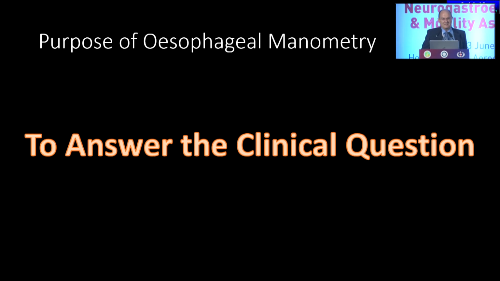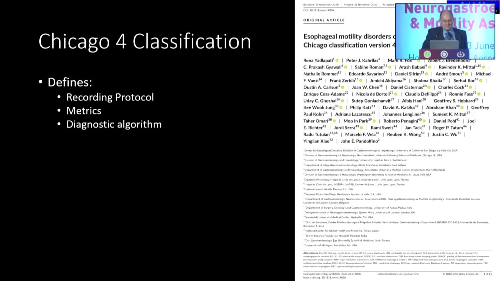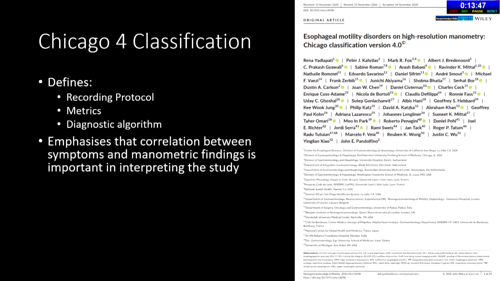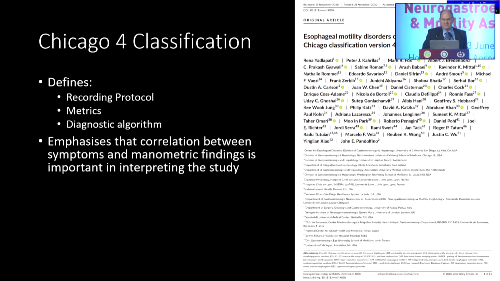So of course we all recognise that the purpose of esophageal manometry is to answer the clinical question whether this is an explanation for the patient's symptoms and some treatment, or perhaps an assessment prior to surgery. And the Chicago 4 classification is what we sort of hang our hats on. And this is used to define the recording protocol, the metrics themselves, and then how they're combined into a diagnostic algorithm. And one of the things that Chicago 4 has done is really to emphasise that the correlation between symptoms and manometric findings is an important part of interpreting the study. So you have to have a match between the two.